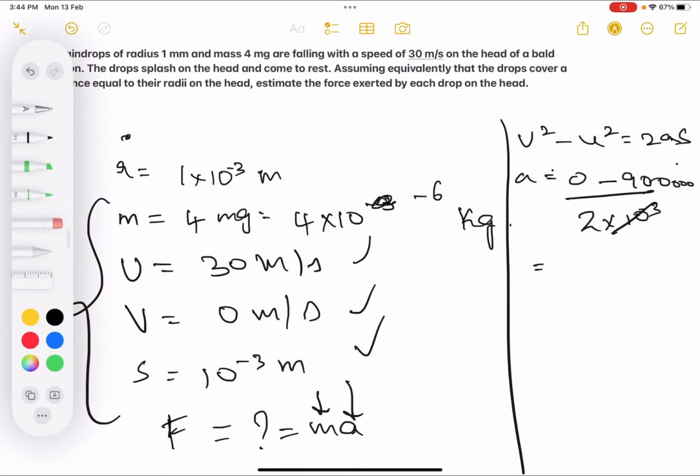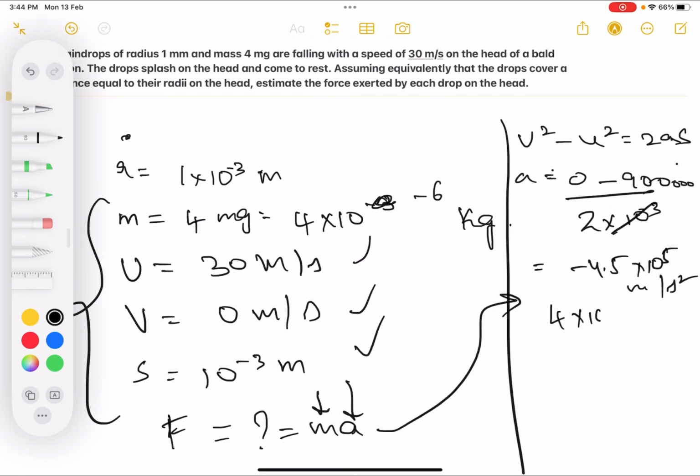Okay, so we have minus 4.5 into 10 to the power 5 here, which is the acceleration, meter per second square. Now if you find out the force, which is m into a, m is what? 4 into 10 to the power minus 6 into minus 4.5 into 10 to the power 5. Because we are calculating the force, we calculate the magnitude here. So 4.5 into 10 to the power 5. So if this gets cancelled, we have 10 to the power minus 1, right?